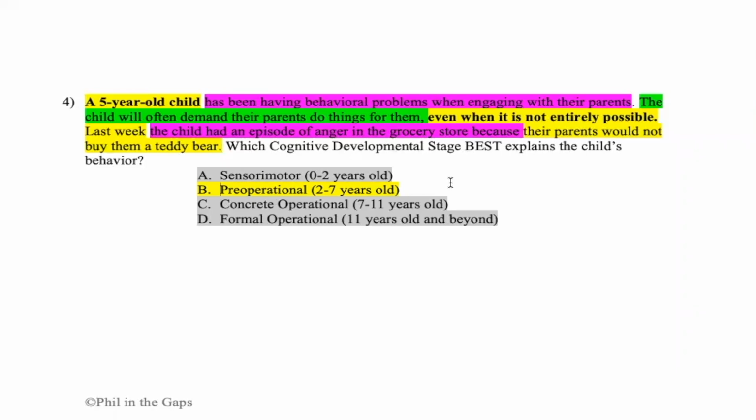So the correct answer here is B, pre-operational. So that's how we look at that question in particular.